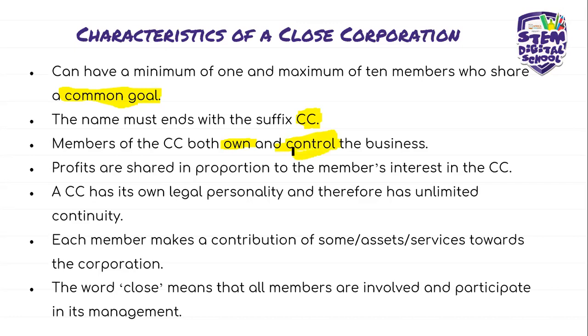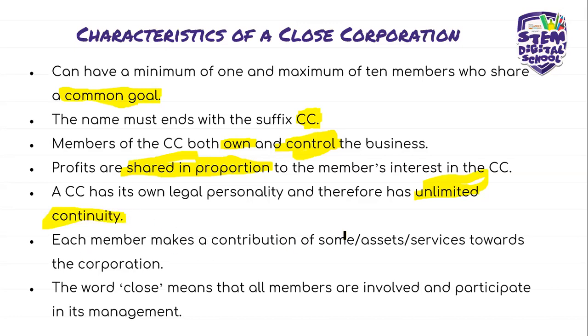Profits are shared in proportion to the members' interests in the CC. So we know that profits are shared in proportion. A CC has its own legal personality and therefore has unlimited continuity. So this one has unlimited continuity, basically.